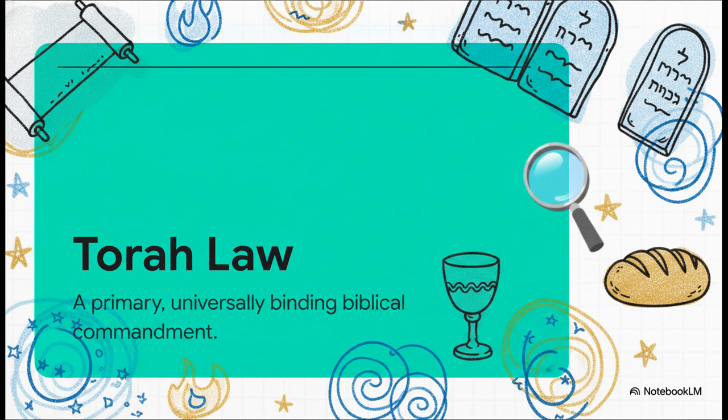This stands in direct contrast to a rabbinic decree. A rabbinic decree is more of a secondary, protective measure, something instituted by human authorities just to prevent you from accidentally violating a primary law. Definitely keep this distinction in mind because the entire stakes of this debate revolve around whether the rule of imparting flavor holds the ultimate authority of a Torah law.